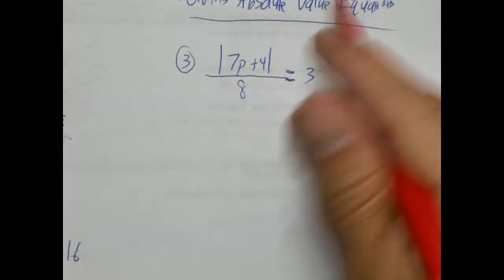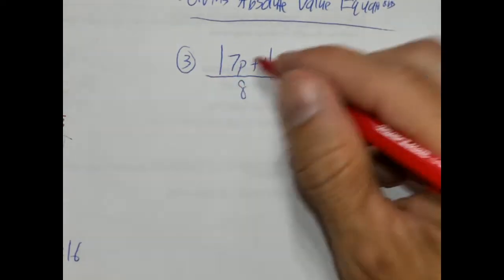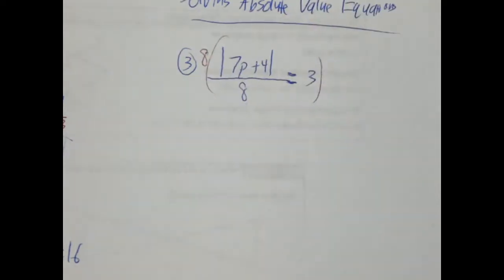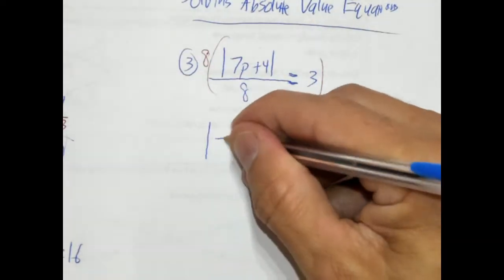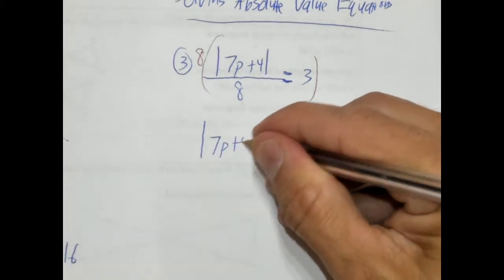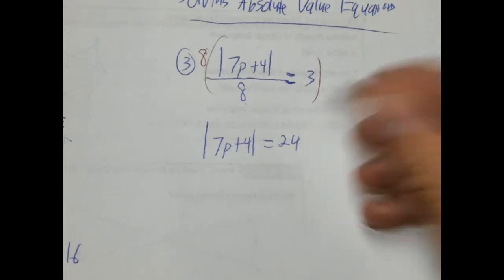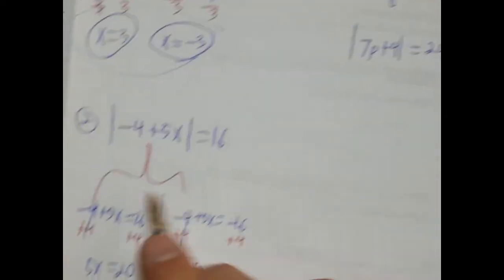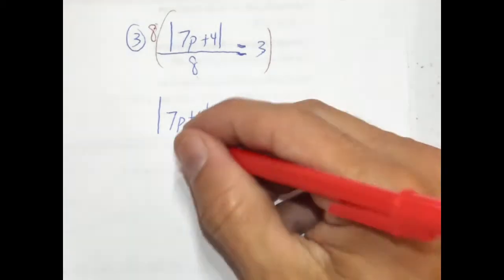We need it out of here before we split and rewrite. We need to get rid of it, okay? So what's the inverse operation of division? Well, the inverse operation of division is, of course, multiplication. So we're going to multiply both sides by 8, and that'll isolate our absolute value. So we're going to have absolute value of 7p plus 4, and now 8 times 3 is 24. Okay, now this looks exactly like this problem over here. Now we basically turned it into one of those. And now we're going to go ahead and solve this.